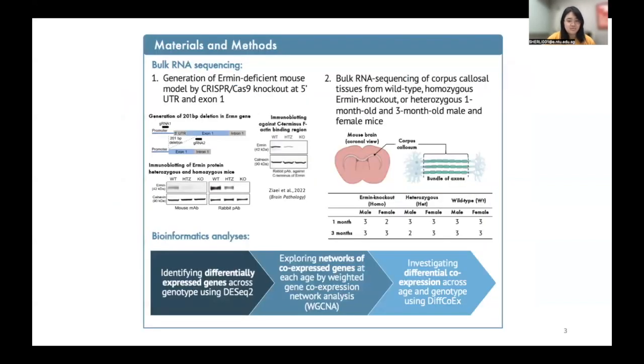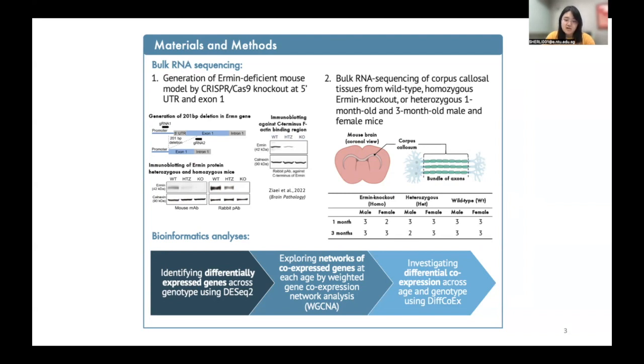So for my project, I have Ermin deficient mice, which is a model developed by Prof. Mahmoud Puladi, who's currently at UBC. This is a CRISPR-Cas9 knockout mouse with a deletion of 201 base pairs at the promoter and 5' untranslated region of the Ermin gene. And that causes a truncation of the gene and therefore it is not expressed.